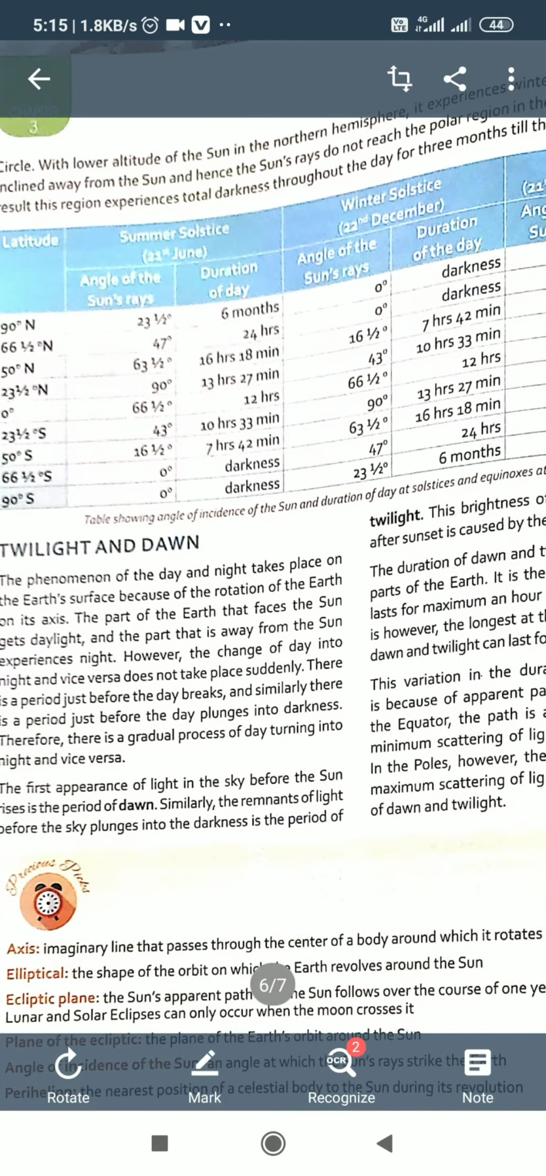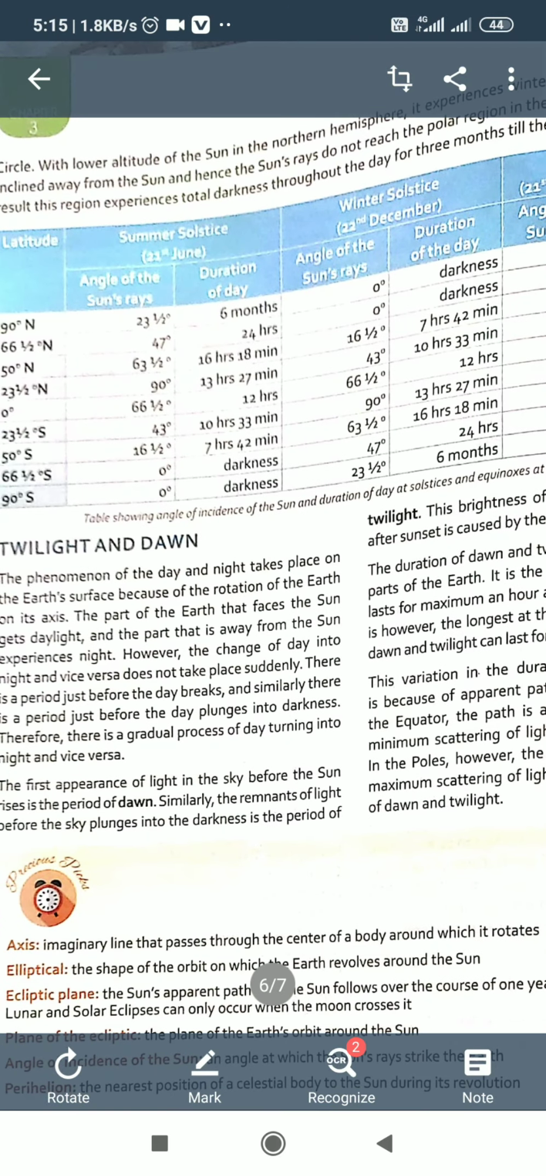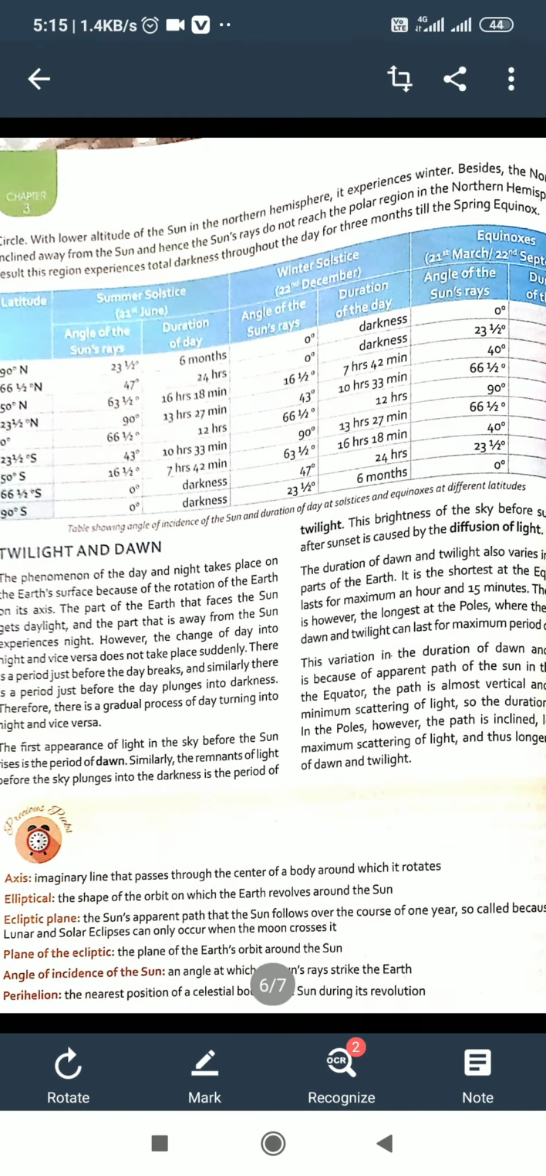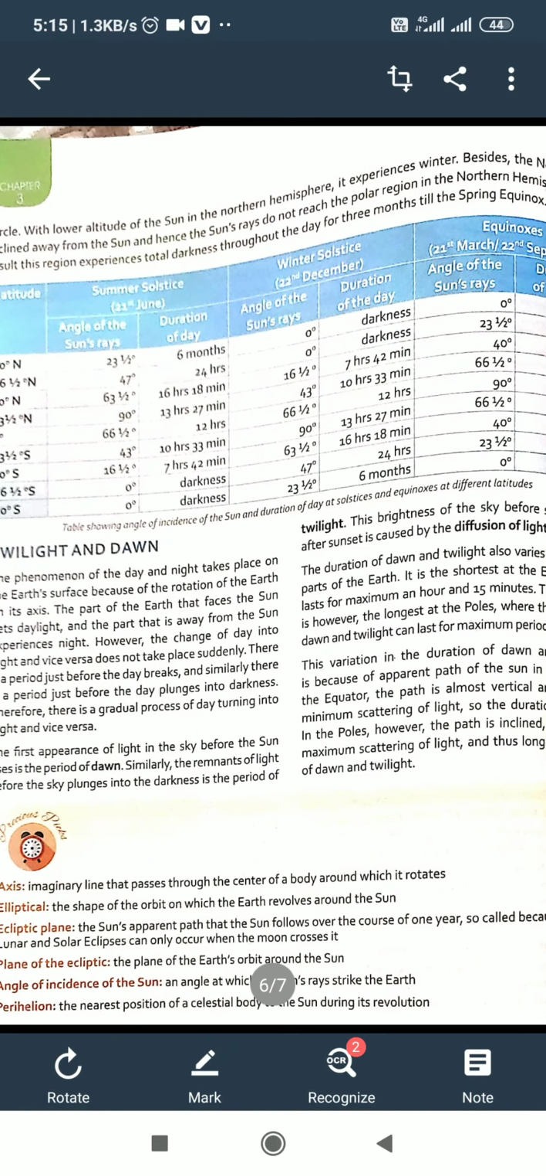First, I'm going to make you revision again about summer solstice, winter solstice and equinoxes. Before that, first again I'm going to make you revision. First I'm going to tell you important days to remember. It is very important for you to remember.